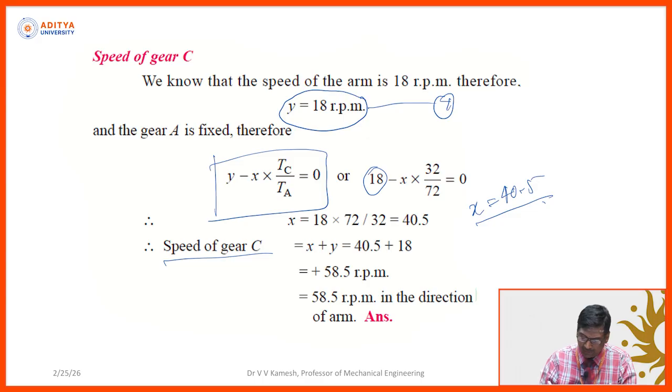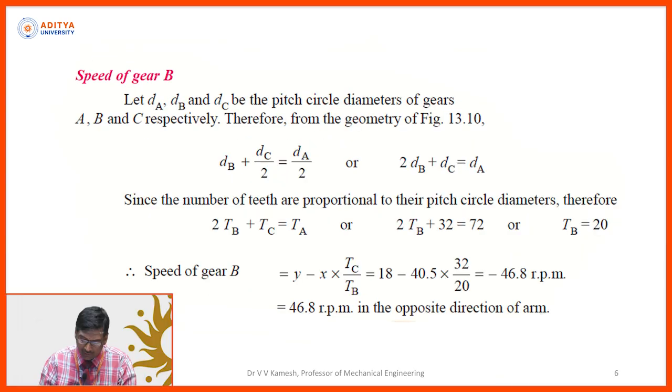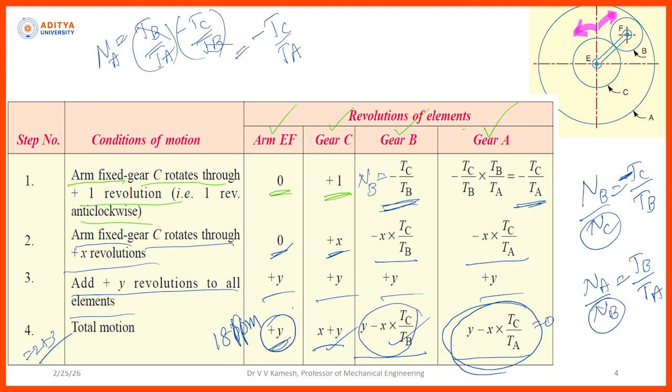What is gear C? x plus y. You can write here Nc is equal to x plus y, then it will become 58.5 rpm in the direction of the arm. Initially we are taking plus as anticlockwise. Next I need to find gear B. If you want to find the gear B, I need to have the equation y minus x into Tc by Tb. So Nb is equal to y minus x Tc by Tb.